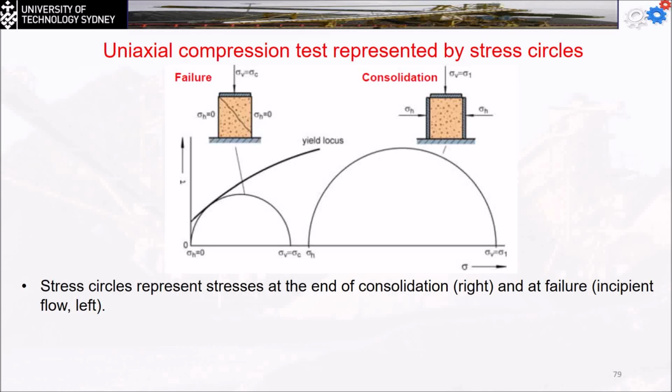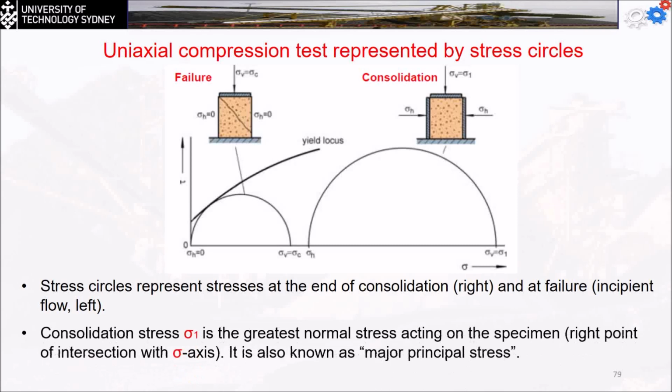The uniaxial test represented by the stress circles can be done. The yield locus can be found, and we can simply sketch two more circles to find the value of the sigma v, which is sigma c actually, and the sigma 1. It's going to be the maximum value for each of the circle intersections with the stress bar. So the stress circles represent the stresses at the end of the consolidation and at the failure point.